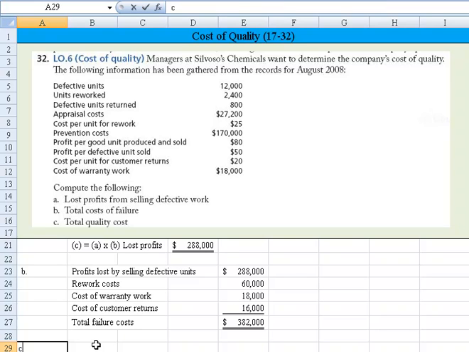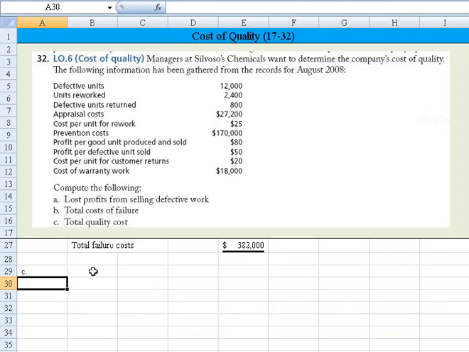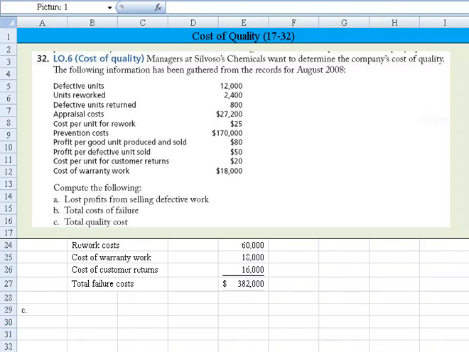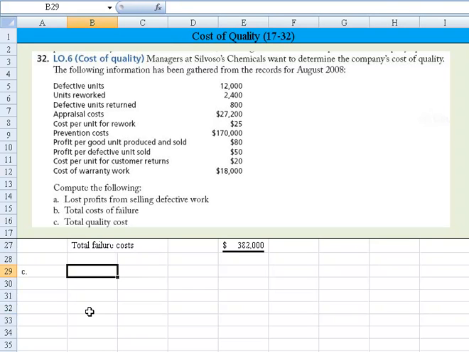Okay, next we need to tackle part C, which asks us what's the total quality cost. All right, let me slide and create some room here. All right, the total quality cost, we have to start off with the total failure costs. Total failure cost was given from above. Just need to format that, and we're off to the races. Right? And we add in the prevention costs. And they told us that what we're spending on prevention costs is $170,000.